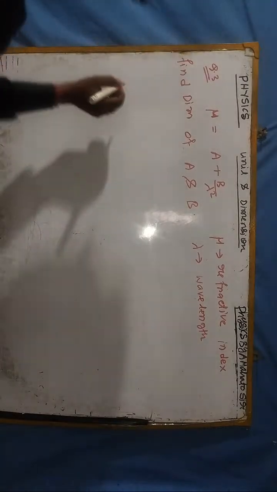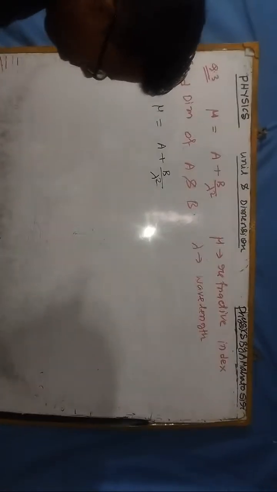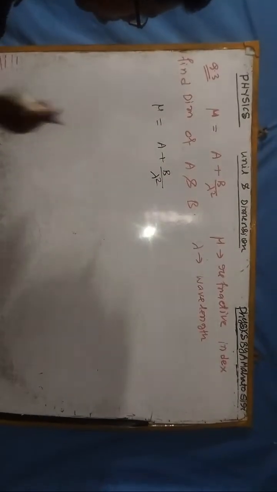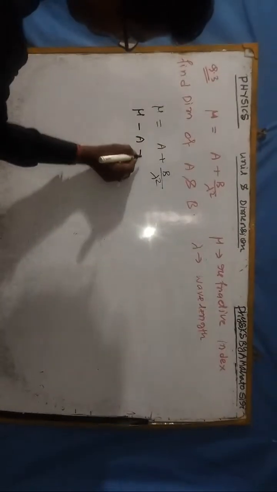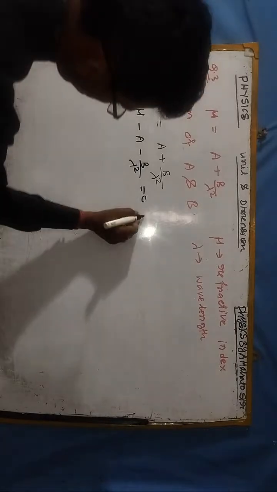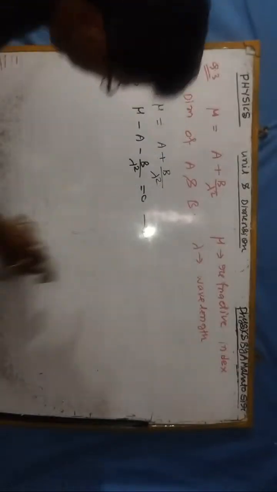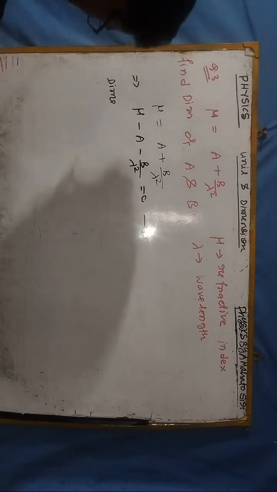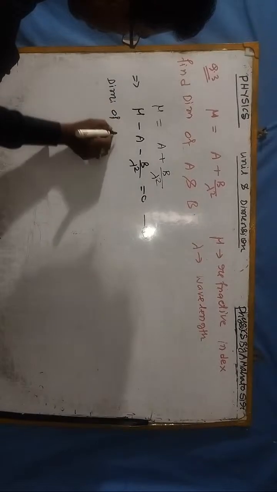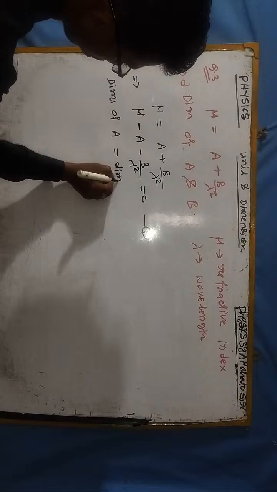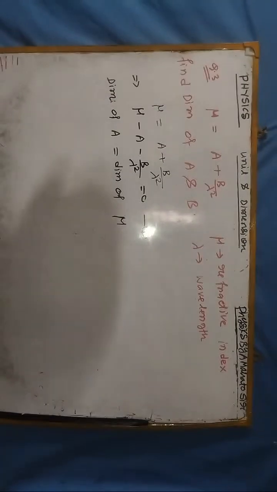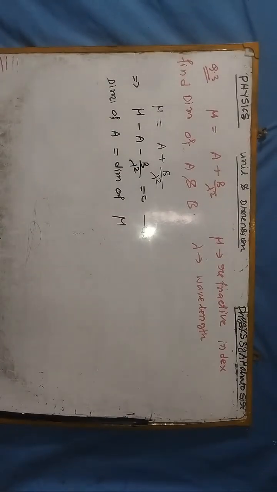So the given equation is mu equals a plus b by lambda square, so mu minus a minus b by lambda square equals 0. Now comparing this equation by the homogeneity principle rule, the dimension of A equals the dimension of mu, where mu is the refractive index.